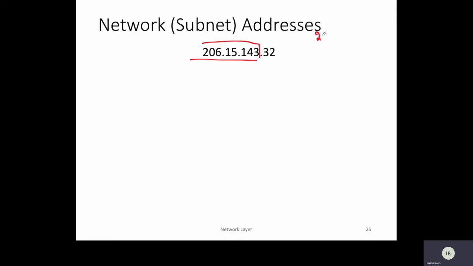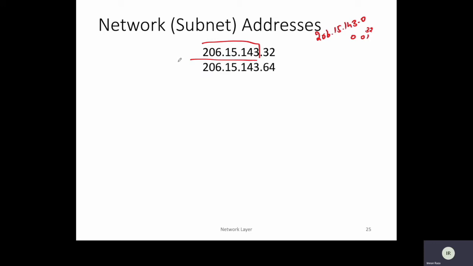Because 206.15.143.0 was assigned by the ISP. It identifies my network address, right? So this is the first subnet value that I can have by applying the combination 000001, and the value of this bit is, we know that, 32, right? So this is the first subnet address.